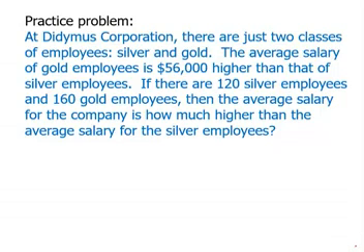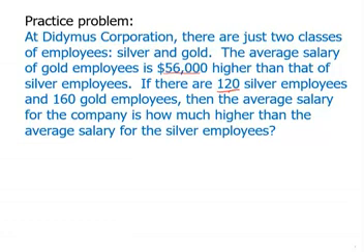So at Deviation Corporation, there are 2 classes of employees, silver and gold. We have that the average salary of the gold is $56,000 higher than the average of the silver. So we have the difference between the gold and silver. Notice we don't actually have the actual number, what is the average salary of the gold employee. We don't have that number. We don't have the average number of the silver. All we have is the difference between them.